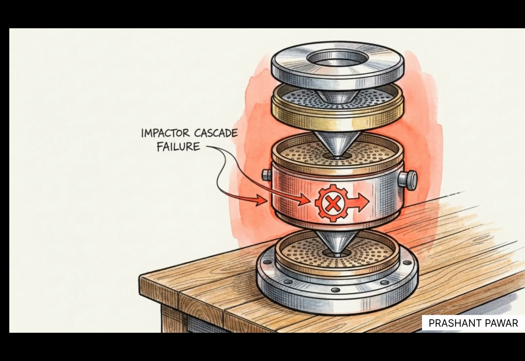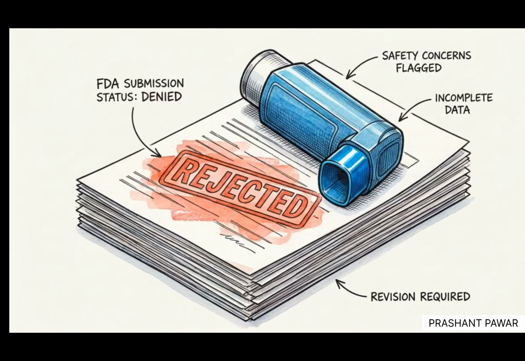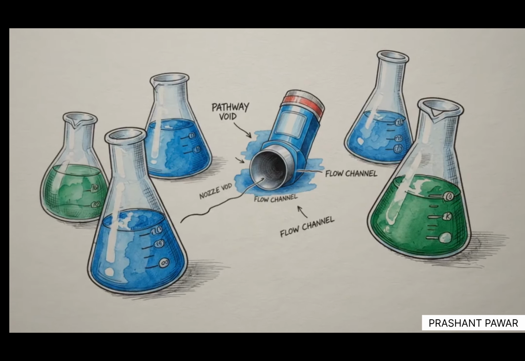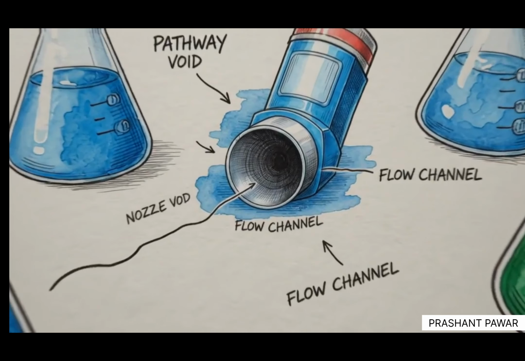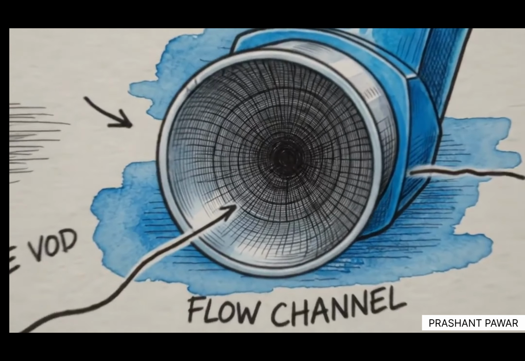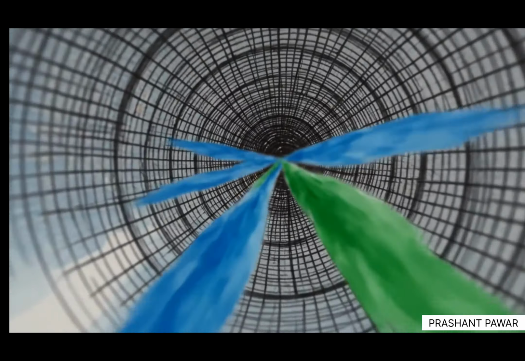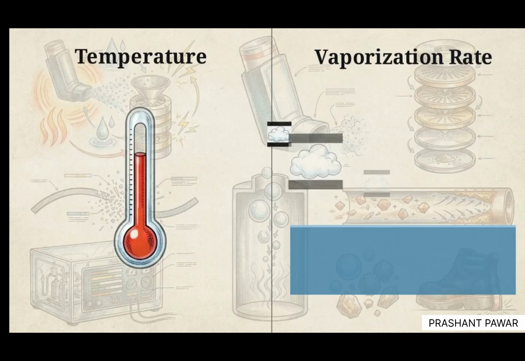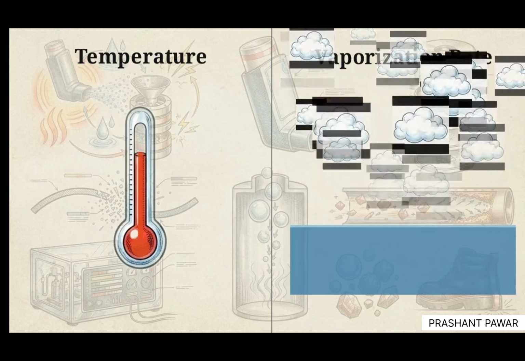The actual variables destroying the data are localized environmental forces: the temperature, the humidity, and the static electricity of the air inside the room. Failing to control these forces means even the most precise testing equipment will generate false failures, jeopardizing the approval of life-saving medical devices.